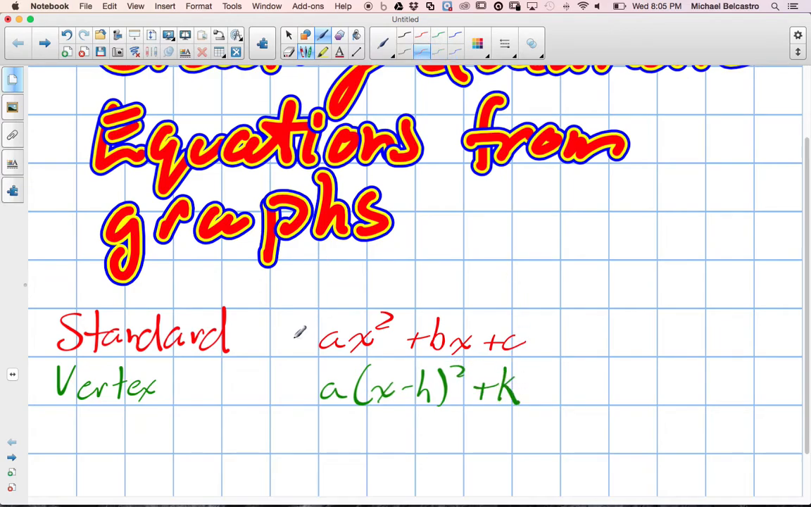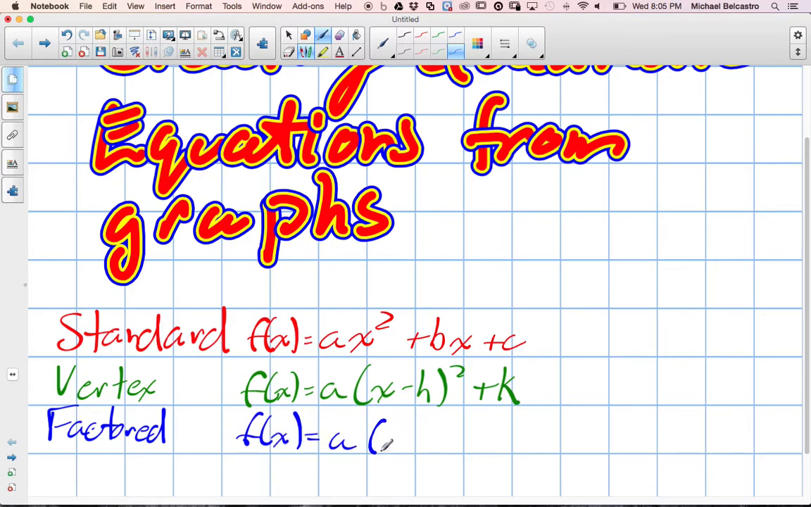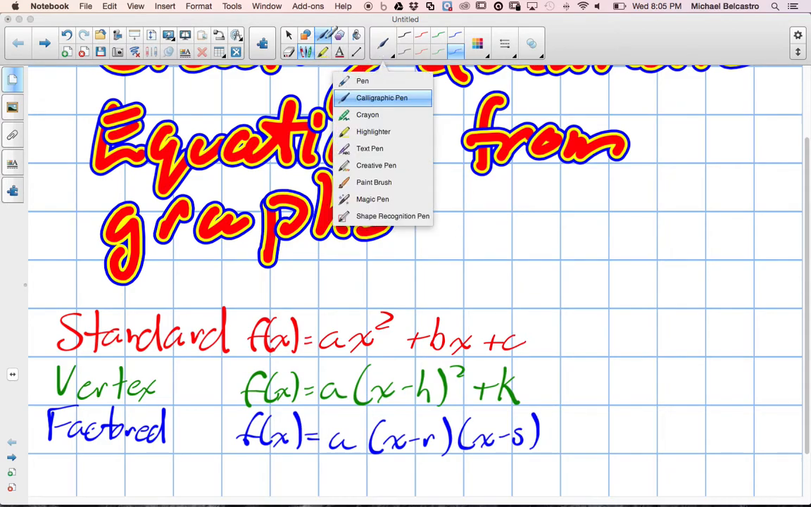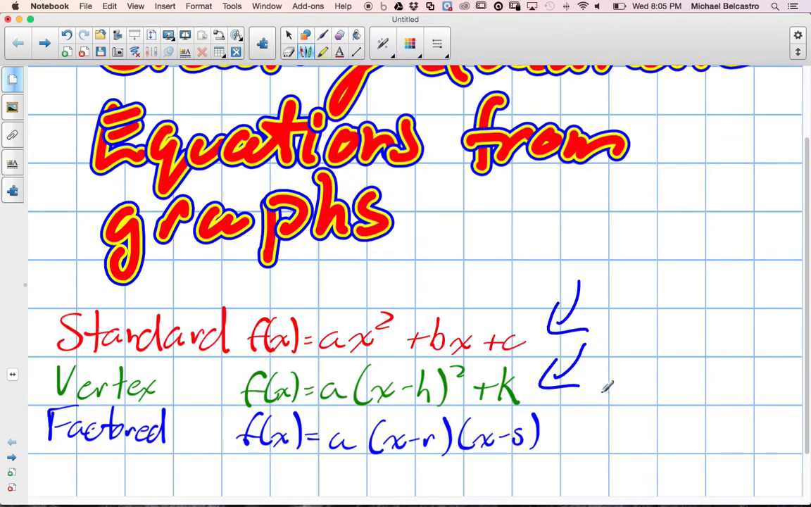And I guess I should be writing in, you use function notation, right? Yeah. Okay. And then finally we have factored, which is f(x) equals a(x minus r)(x minus s). Okay, so these equations here are the three that we're used to using when referring to a quadratic equation.